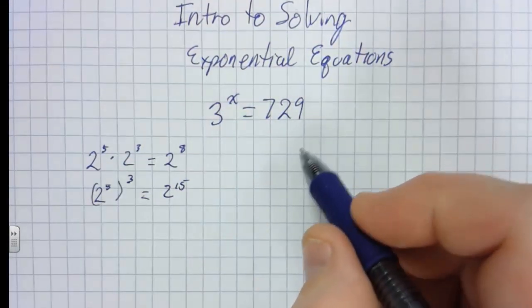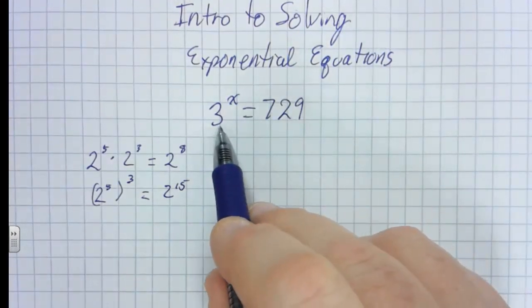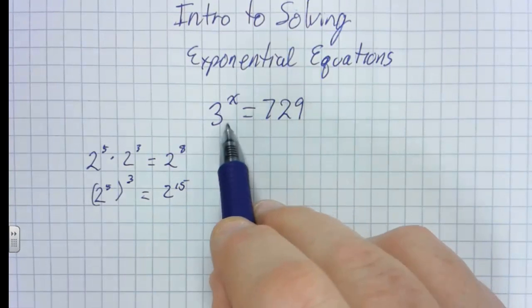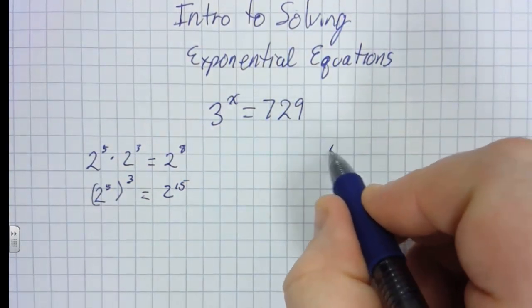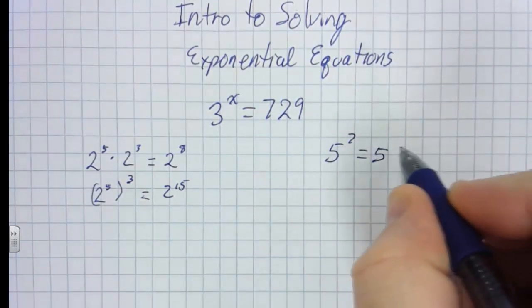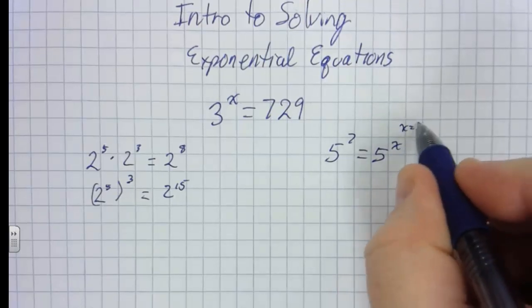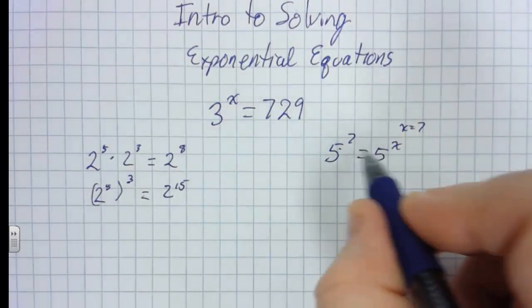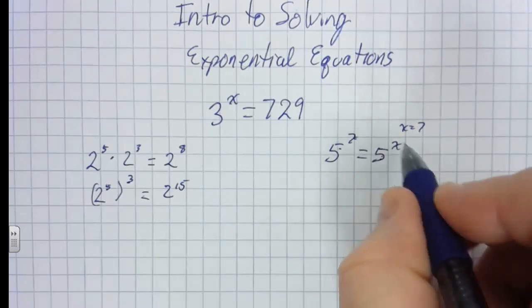But the first thing is, when you're solving exponential equations, you have to have the base number on both sides be equivalent. So in other words, if I have, let's say, 5 to the 7th power, I can say, well, that's equal to 5 to what power? If I have an x here, well, it's got to be x equals 7. Because if this base and this base are the same, then their exponents have to be equal to each other as well.